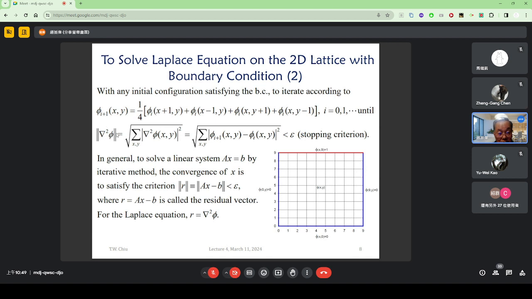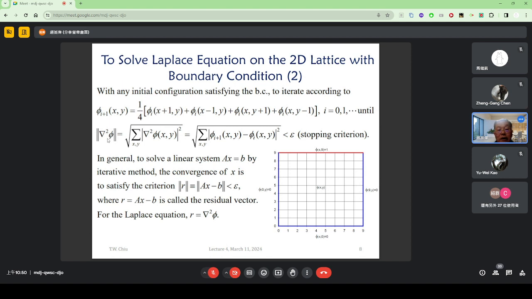So the norm of the Laplacian phi, because this is a vector: the Laplacian D acting on phi, where phi is a vector, and a matrix times a vector is a vector. The norm of this vector is called the error vector, because if it is 0, then the solution is exact.